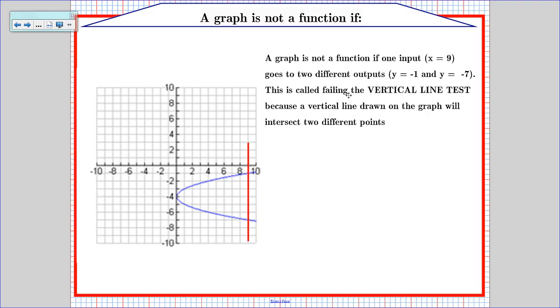This is called failing the vertical line test because I drew a vertical line on the graph and it hit two different points. Now, with this particular graph, I could draw a vertical line in several different places to show that it's not a function. I only need one of those places, but this one fails the vertical line test in multiple places.